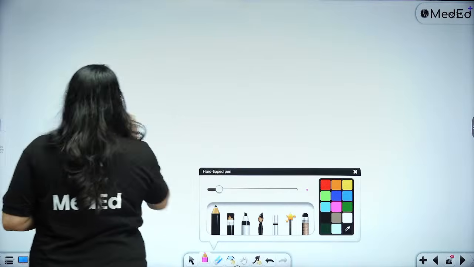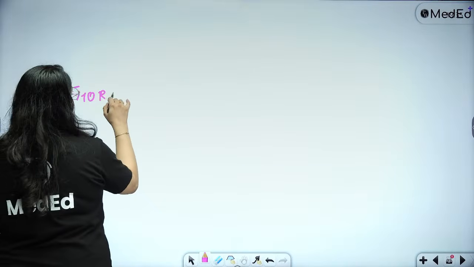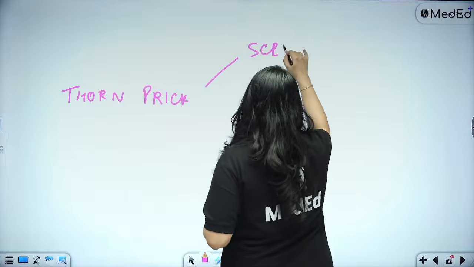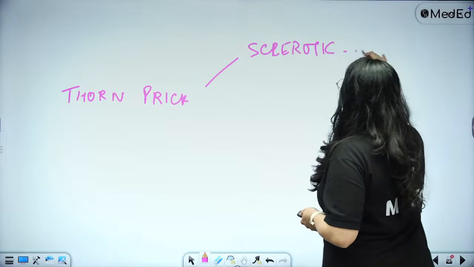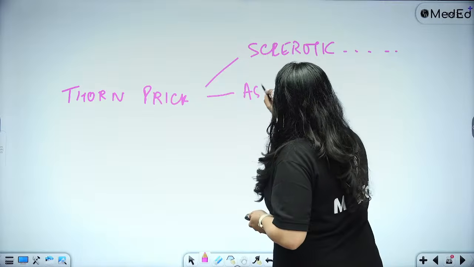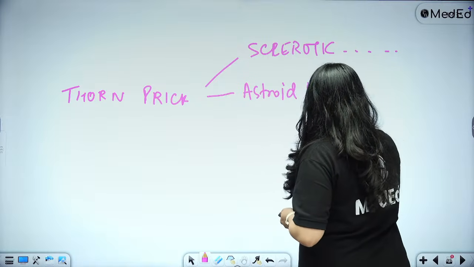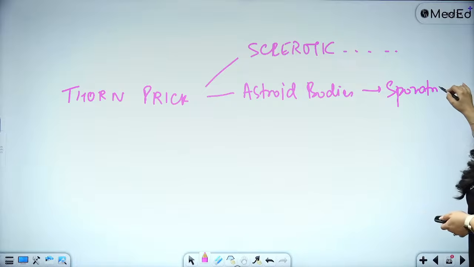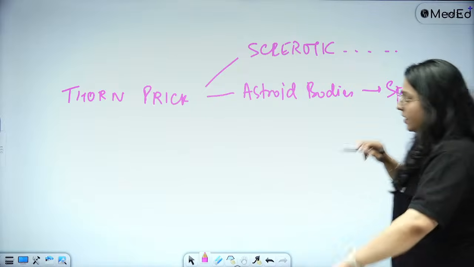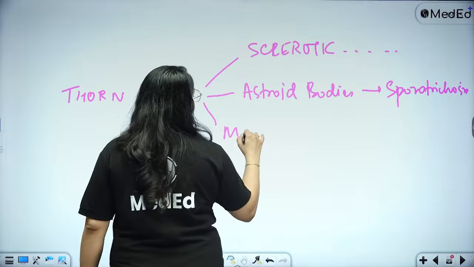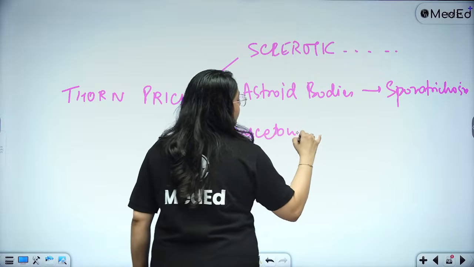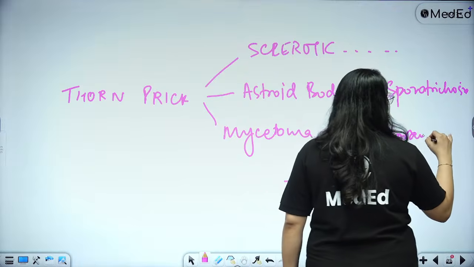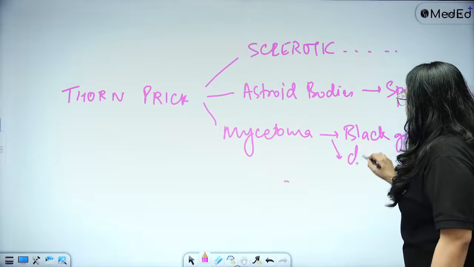So whenever there is a thorn prick, it is either sclerotic bodies, which we have just learned, or asteroid bodies, and then we are talking about sporotrichosis, or it is mycetoma. Mycetoma will have the black granules and the discharging sinuses.